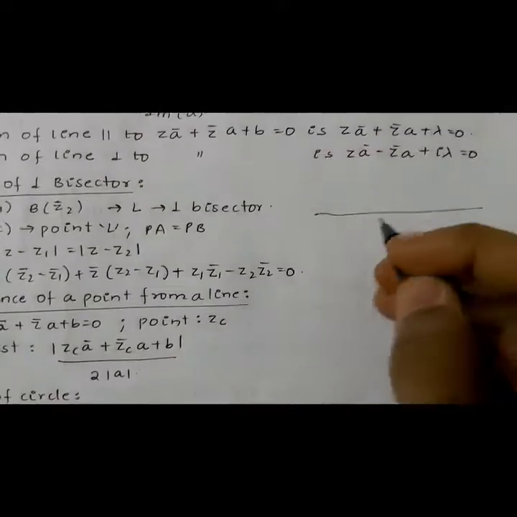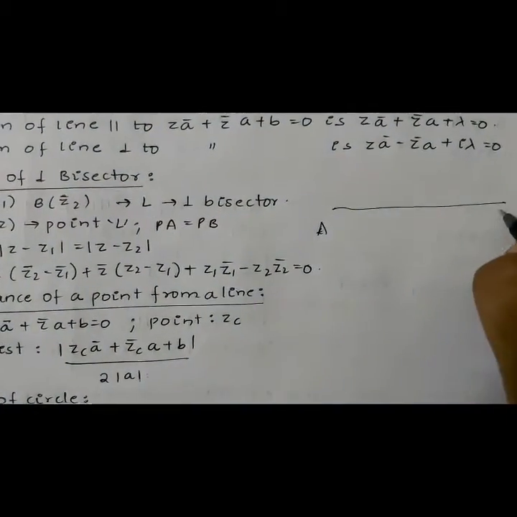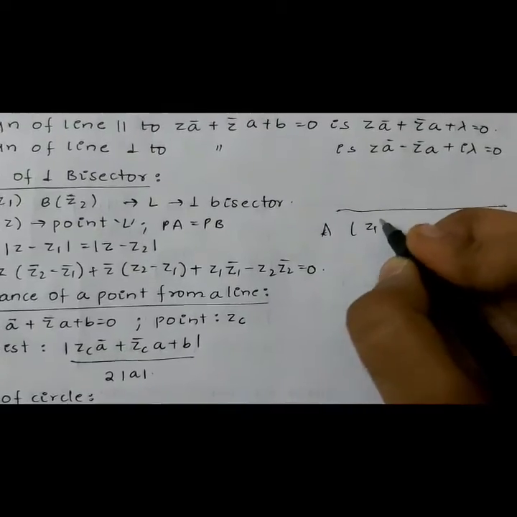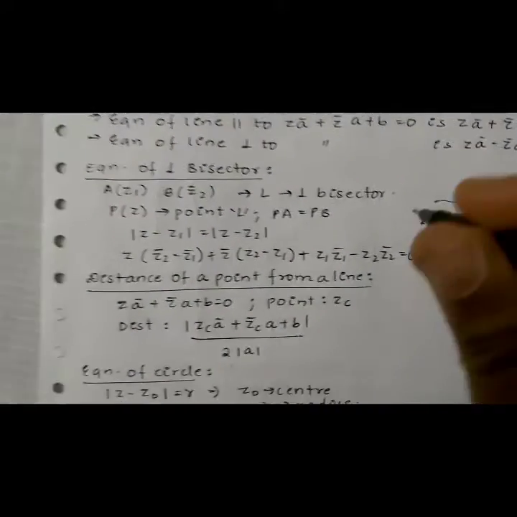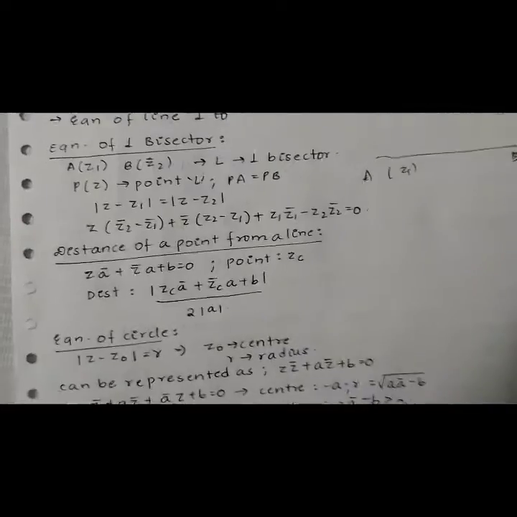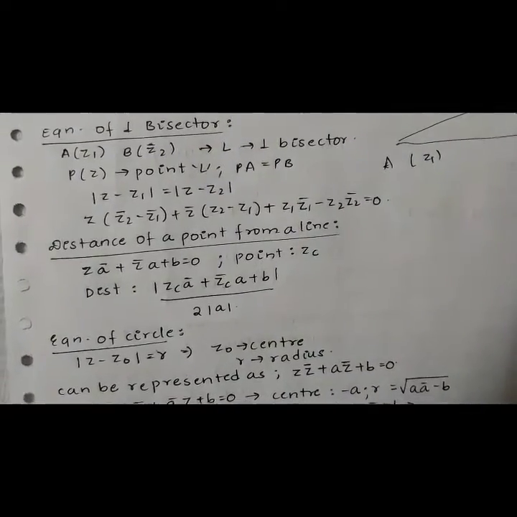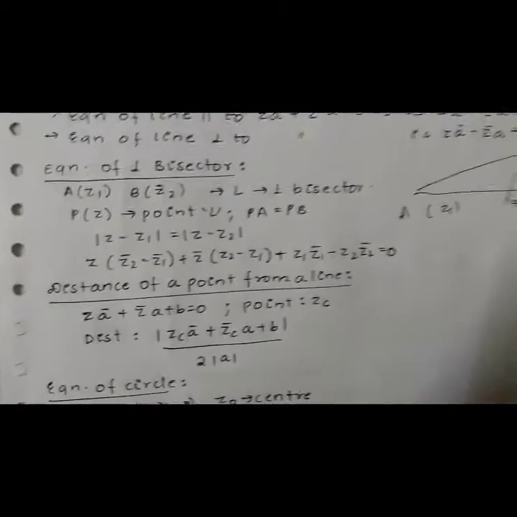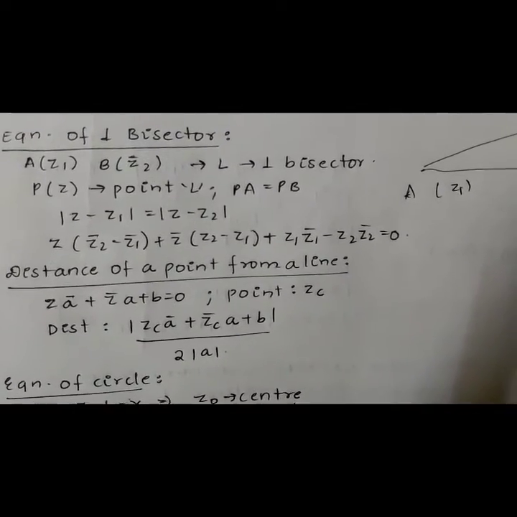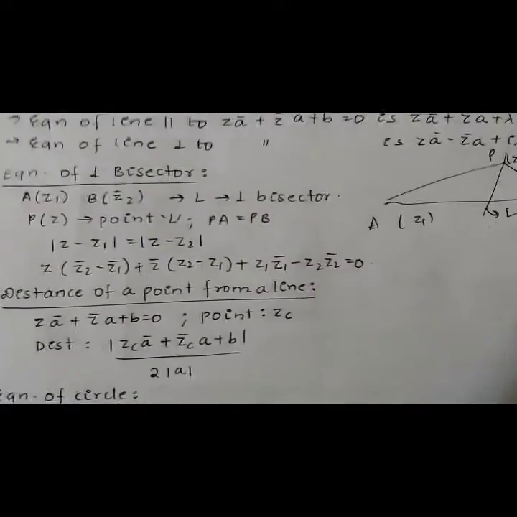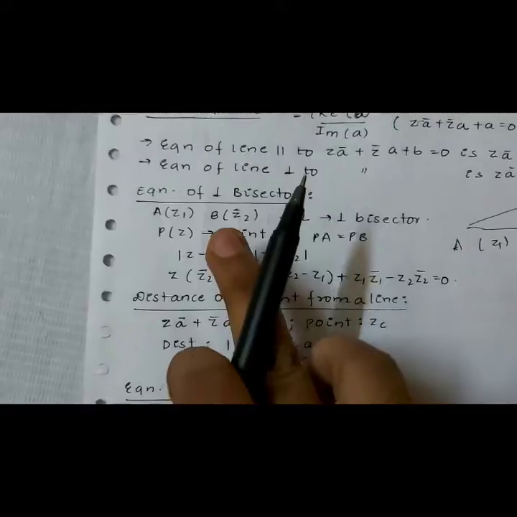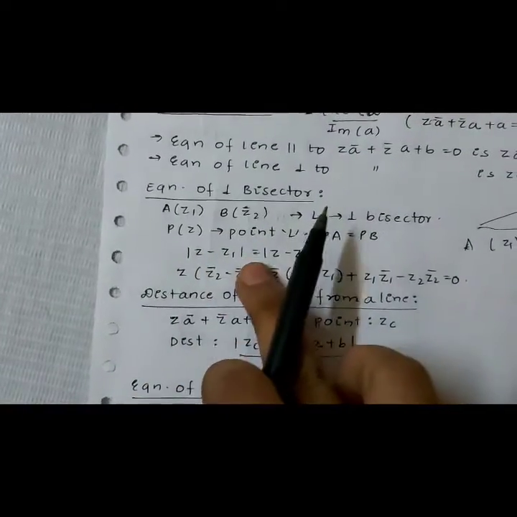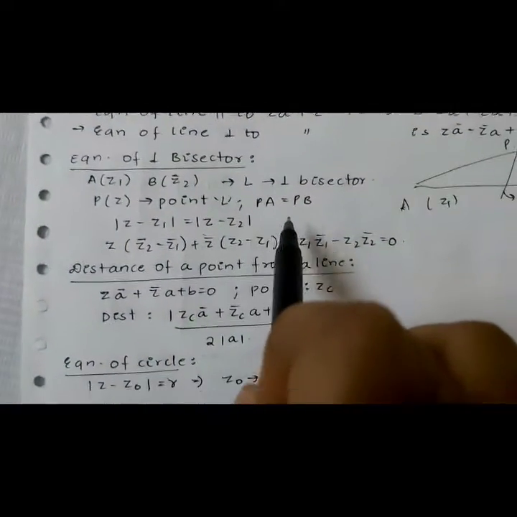Consider a line segment joining the points A, B, where A is z1 and B is z2. Let L be its perpendicular bisector, and P(z) be any point on L. Then we have already been given that PA is equal to PB. Then modulus of z minus z1 is equal to modulus of z minus z2.